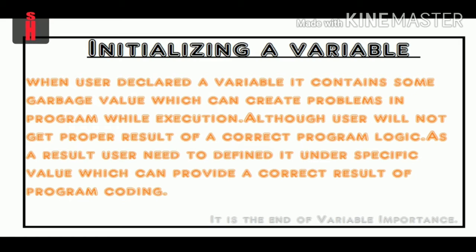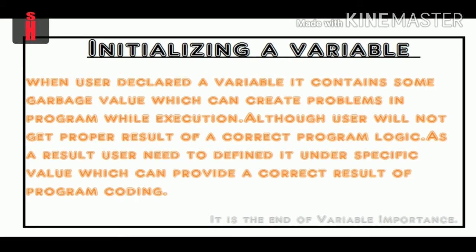When a user declares a variable in a Java program, it contains some garbage values, or we can say cache values, which create problems for the execution of a program. The user will not get the proper result of the correct program logic at execution time. So it is very important to initialize a variable with some declared values to get a meaningful or correct result of the program.